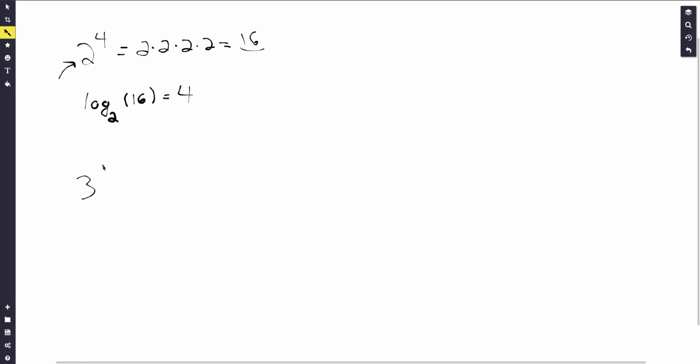So 3 to the power of 4. So that's just equal to 3 times 3 times 3 times 3. So 3 multiplied 4 times. So we know that is simply equal to 81. So now let's convert that into logs. So log, again, 3 is the base. So 3 would go down here. And our answer was 81. So 81 would be right here. And then our power was equal to 4. So that's how we write it in logs.